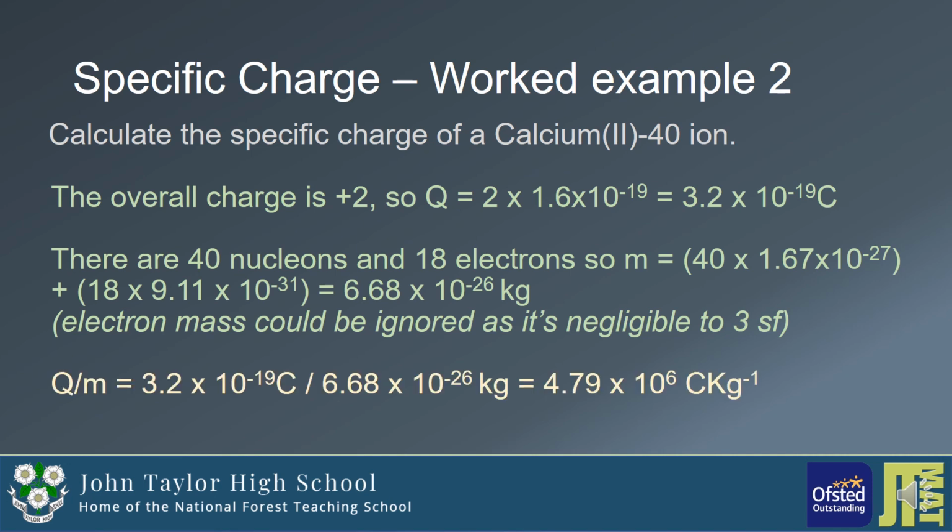So the charge to mass ratio, again, just the two divided by each other: 3.2 times 10 to the minus 19 divided by 6.68 times 10 to the minus 26, and that gives us 4.79 times 10 to the 6 coulombs per kilogram. We've actually ended up with the same numerical part. That's just luck with what we've used, but it's the power of 10 here that's vastly different, showing the difference between specific charge for a nucleus, which will be an order of magnitude higher than that on a typical ion, which will be down at times 10 to the 6.